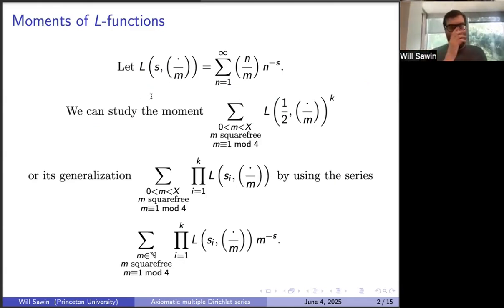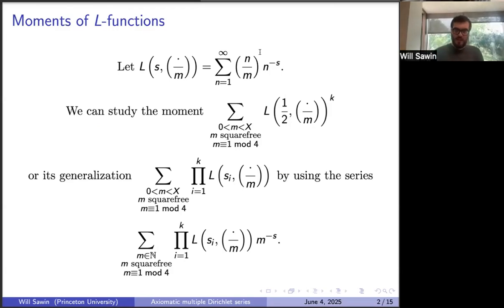So the L function I'm going to talk about is a quadratic Dirichlet L function, and I've written it with a Legendre symbol. The Legendre symbol here is multiplicative in n and m, and when m is prime, it determines whether n is a square mod m or not a square. And I sum this symbol against n to the minus s to make a Dirichlet L function.